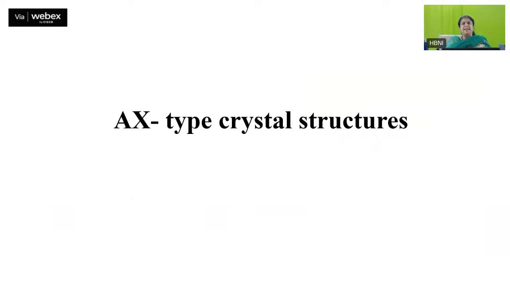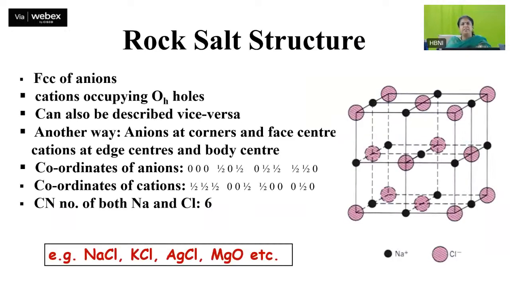Talking about the first structure, that is the AX type crystal structure. We will start with the simplest structure that we know of: the rock salt structure, very commonly known as the NaCl structure. Whenever we define a structure, as I told you, we'll define it in two ways: in terms of unit cell, in terms of close packing, in terms of space filling polyhedra. So in terms of close packing, we can say that it is an FCC of anions.